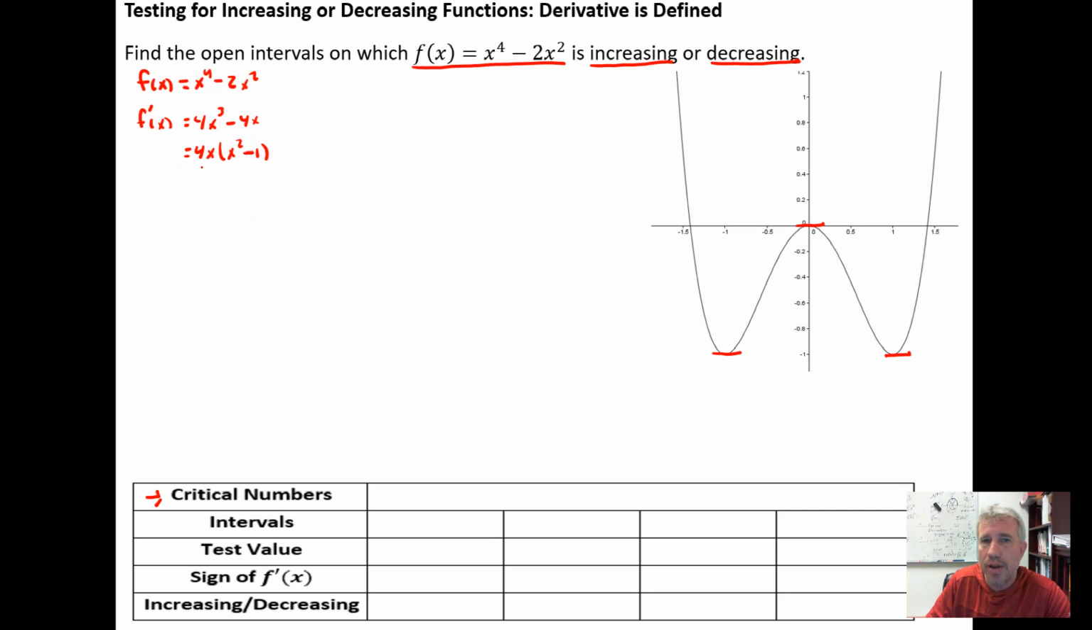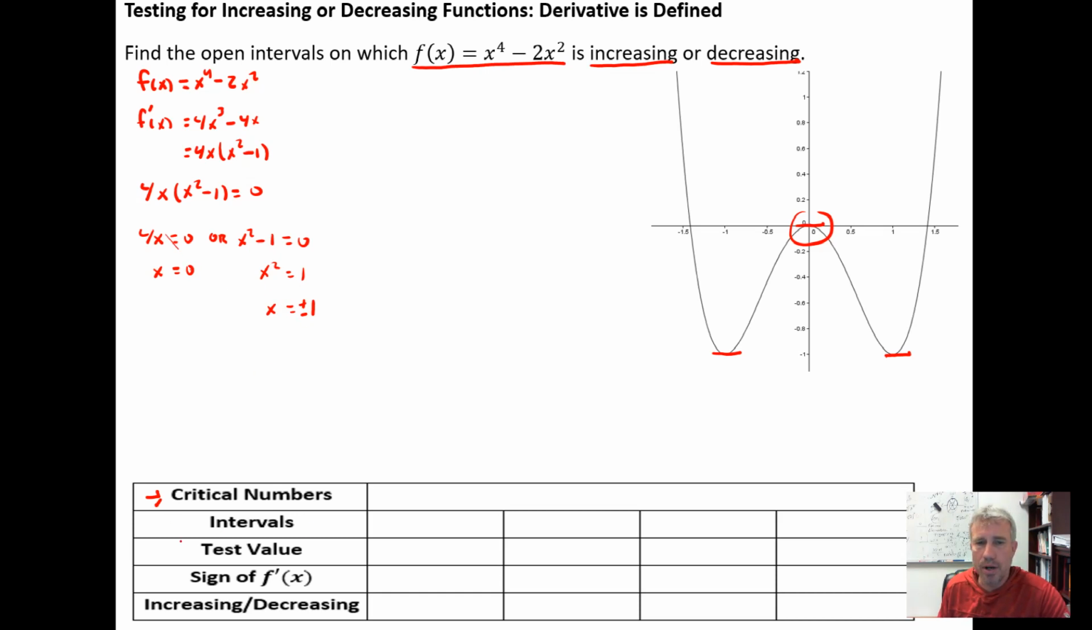And that's why I put it into factored form, because when we set factored form equal to 0, we just use the zero product property to break this apart as either 4x is equal to 0 or x squared minus 1 is equal to 0, and then we solve for x. So here x is equal to 0. There's a critical number corresponding to this point on the graph here. And then x squared equals 1. We take the square root of both sides, but when we do that, we get plus or minus the square root, and the square root of 1 is just 1. So our critical numbers are going to be 0 and plus or minus 1.